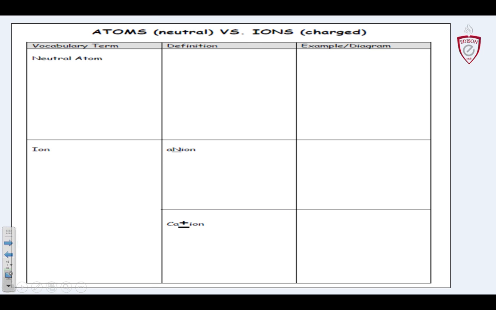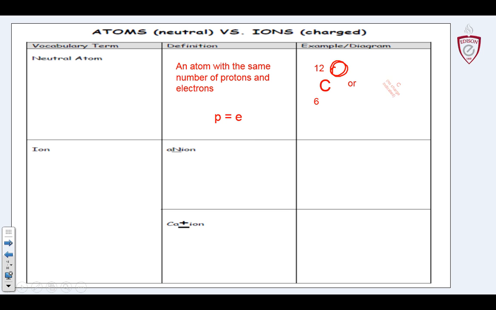Sweet. Neutral atoms, by definition, are atoms with the same number of protons and electrons, so the pluses and the minuses cancel each other out. If it is a neutral atom, P will equal E. The number of protons will equal the number of electrons. So in this case, I see I have carbon 12, and up in the upper right-hand corner, there is nothing in here. It's a neutral atom. No charge indicated. That's how I'm going to draw it.